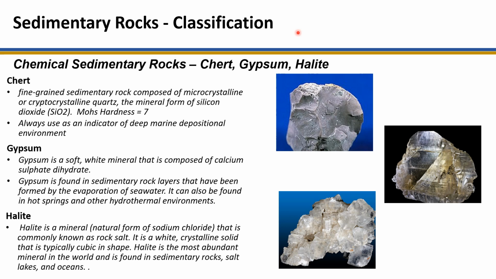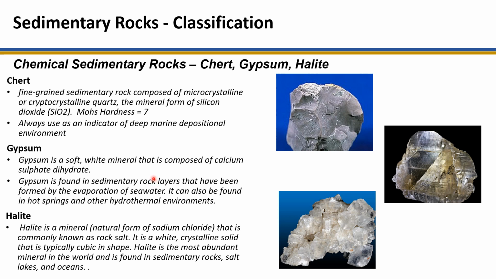And then we also have gypsum. Gypsum is a soft white mineral that is composed of calcium sulfate dihydrate. It has a hardness of 2, which means that it is softer than talc and can be scratched with a fingernail. Gypsum is typically found in sedimentary rock layers that have been formed by the evaporation of seawater. This can happen in various ways, but the most common way is through the formation of salt pans. Salt pans are areas where seawater has evaporated, leaving behind a layer of gypsum.